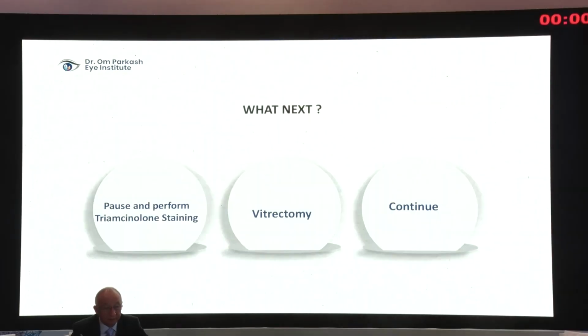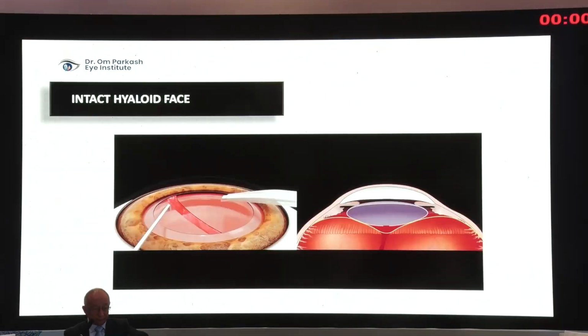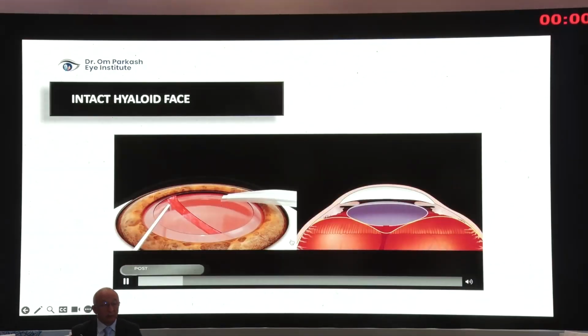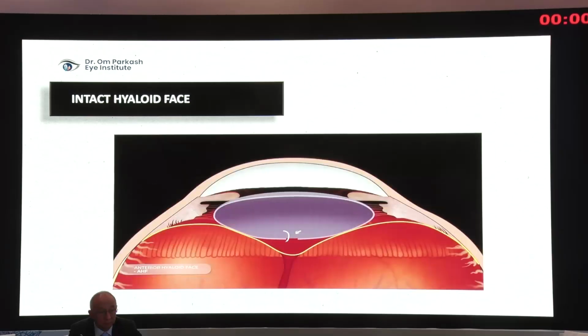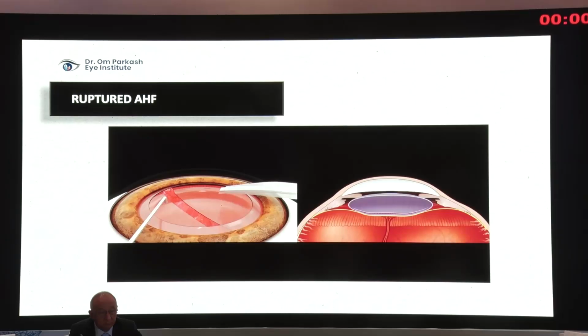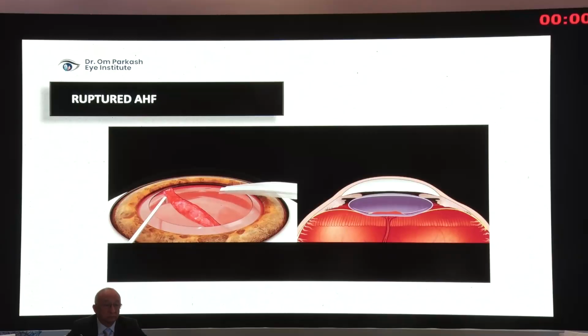I would definitely continue because I would be using the flutter sign, which we published, to my advantage. It is a real-time indicator of anterior hyaloid phase integrity. If you see in this animation, just focus on the posterior capsular tear edges. They are fluttering and sharp. So this means that the anterior hyaloid phase is intact. You can see that the fluid escapes and comes back, which leads to the flutter of the posterior capsular tear edges. So it gives me 100% assurance that it is intact. How would you come to know that it has ruptured? These edges would stop fluttering, they become scalloped, and you can see a vitreous prolapse.